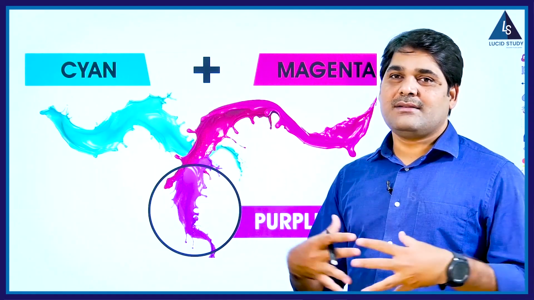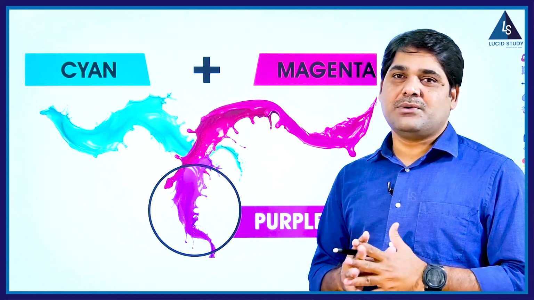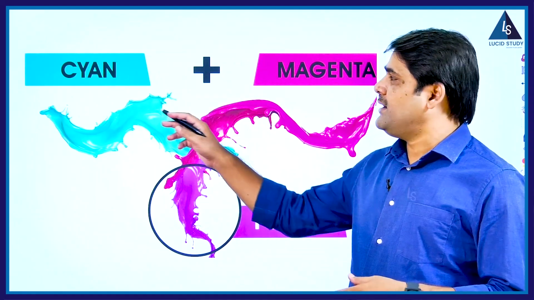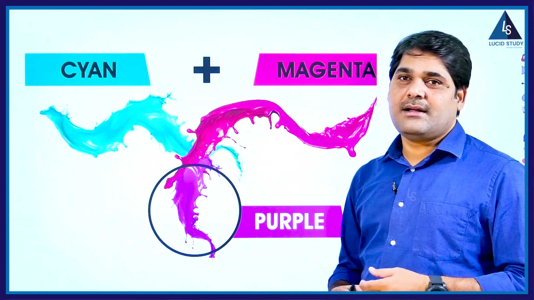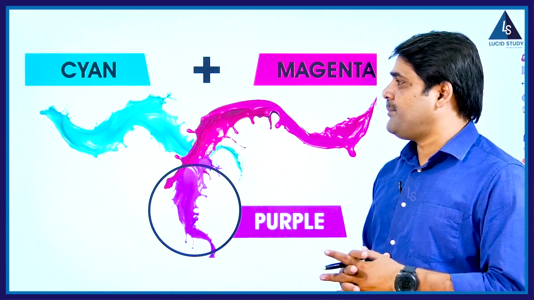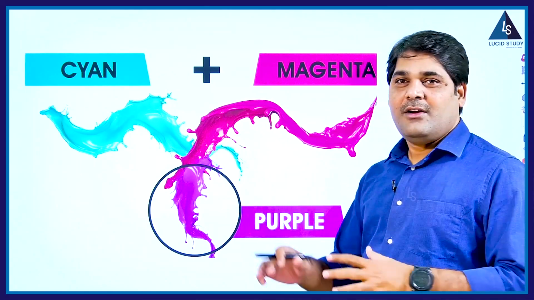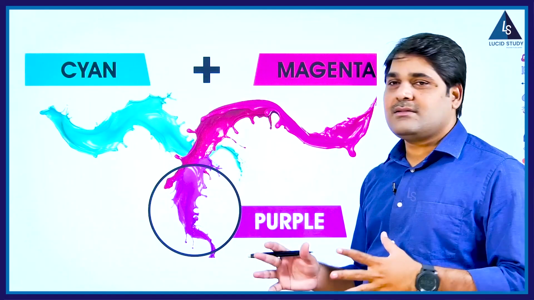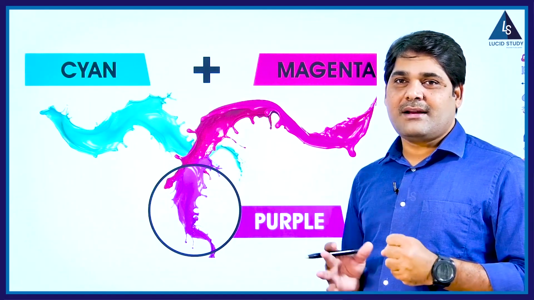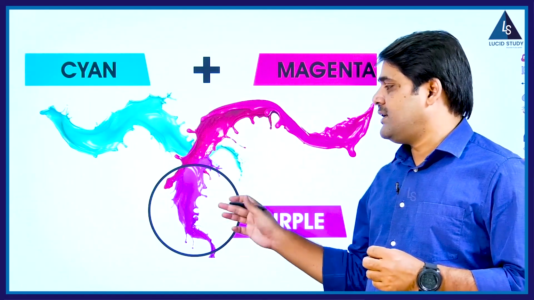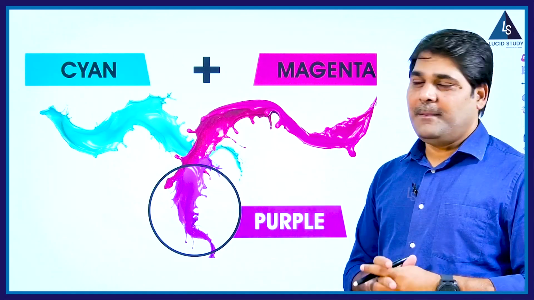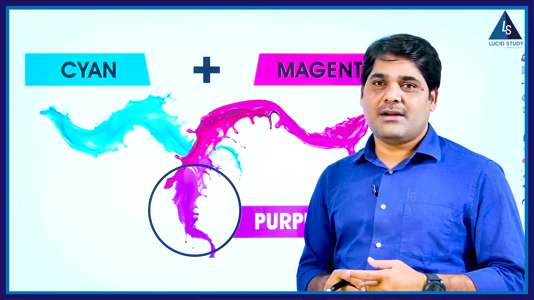Two colors are mixed in a particular ratio to get a new color. Cyan and magenta colors were mixed in a particular ratio to get the purple color here. If you change the ratio, the color will also change. So a particular ratio of these two colors will give you a new color. This is one application in our real life.